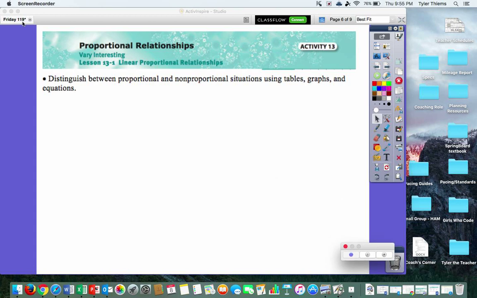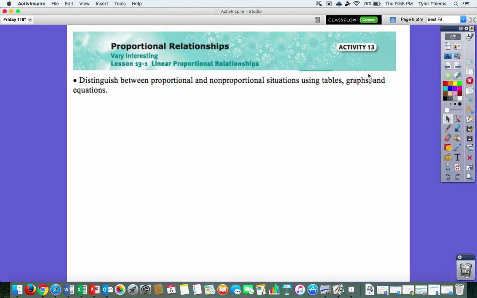Guys, welcome back. Today we're looking at lesson 13.1, linear proportional relationships. The learning target of this lesson today is we're going to be able to distinguish between proportional and non-proportional situations using tables, graphs, and equations.